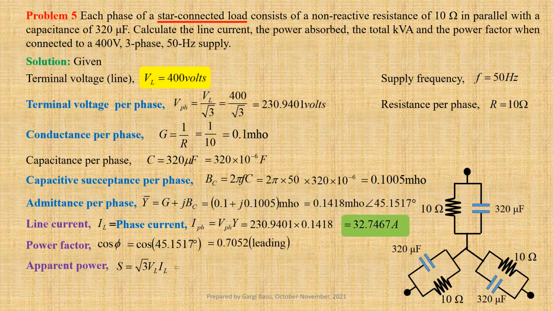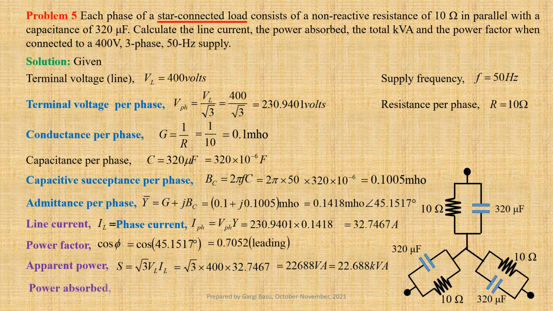For balanced three-phase load, apparent power S equals root 3 times VL into IL. Using values we get root 3 into 400 into 32.7467, that gives us 22,688 volt ampere or 22.688 kilovolt ampere. Power absorbed P equals S into cos phi. Using values we get 22.688 into 0.7052, that gives us 16 kilowatt.